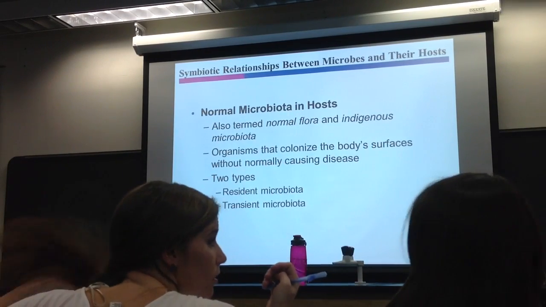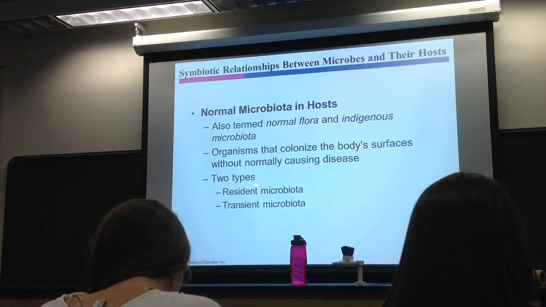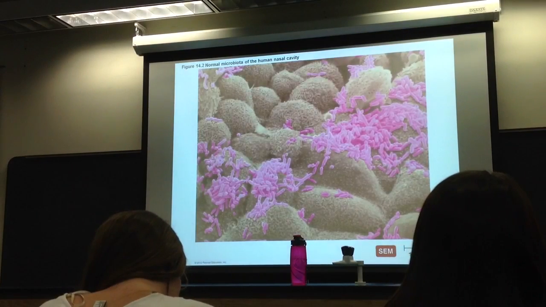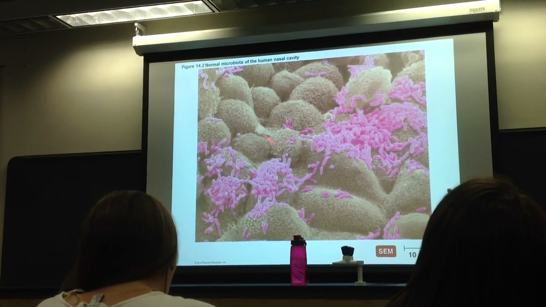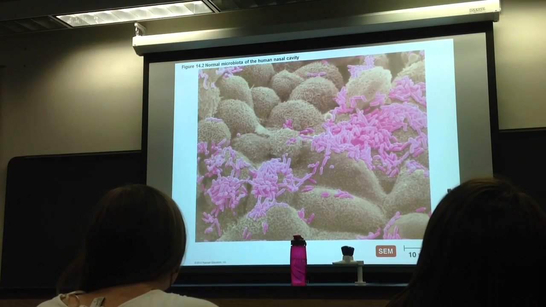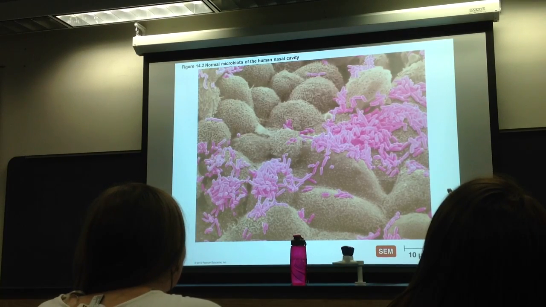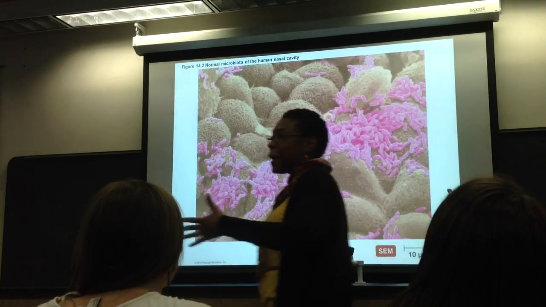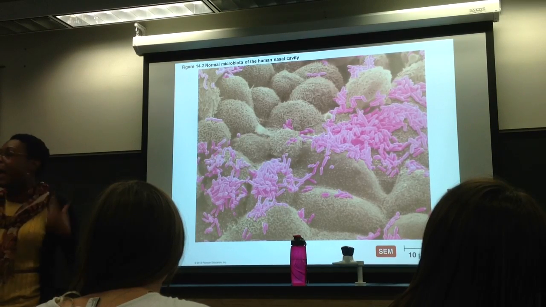Now we've got two types of normal flora. We've got resident microbiota, and we've got transient microbiota. All right, let's talk about that. Now here we're showing you an SEM, like a three-dimensional image of normal flora in the nasal cavity. So there's lots of bacteria in there, right? And they're supposed to be there. They're hanging out. That's just fine. So some of you, about 20% of people, actually have Neisseria meningitidis within their nasal cavity.